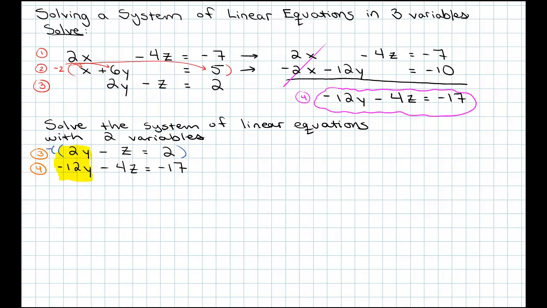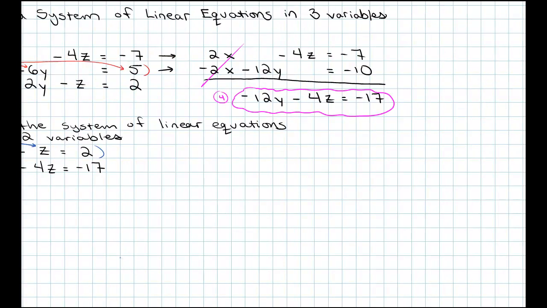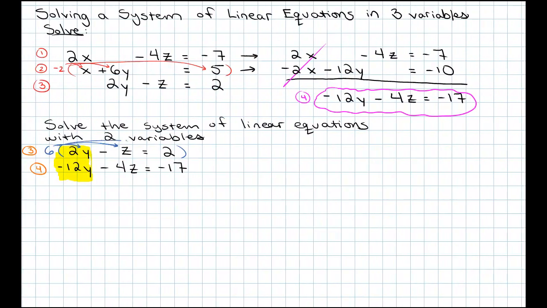I'm going to, no, I don't have to multiply by a negative. I need to multiply by a positive 6. Distribute. So my equation 3 will turn into 12y minus 6z is equal to 12. My equation number 4 stays exactly the same. I don't have to multiply it by anything.